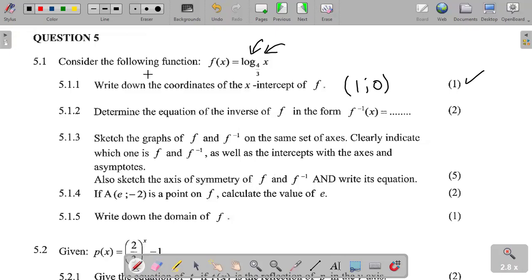Then 5.1.2. Determine the equation of the inverse of f in the form f inverse of x equals. Okay. Again, this is 2 marks. So it's going to be f inverse of x equals, we take what we have here. It's going to be 4 over 3, and then to the exponent of x. f inverse of x equals this.